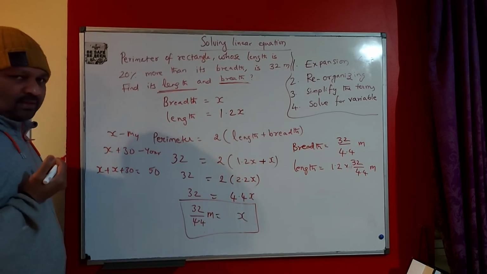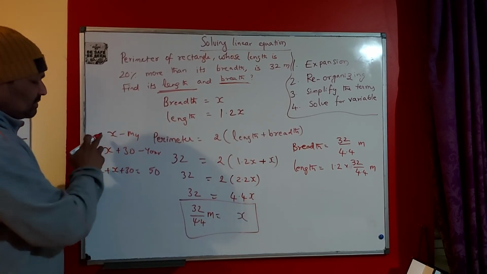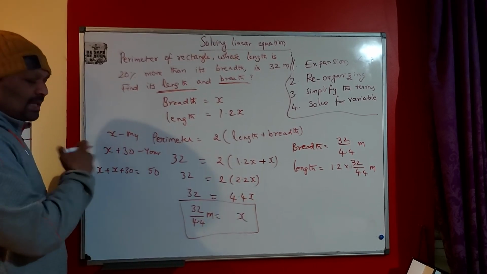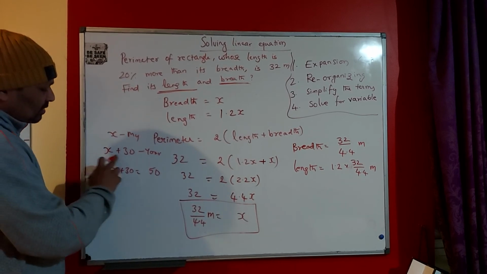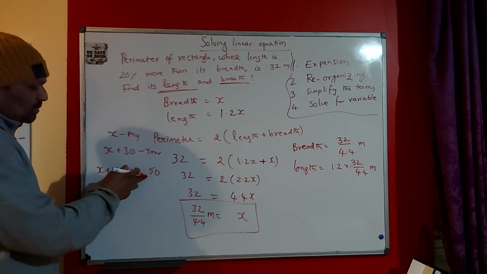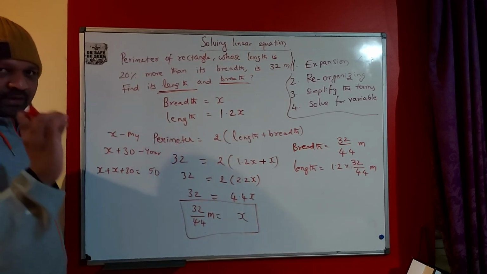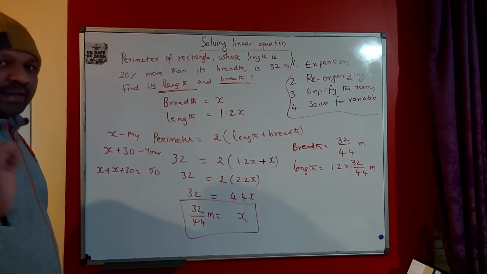That is the statement that is given. Okay, this is my money and you have 30 more euros than what I have. Then your money will become x plus 30. The total money is 50 euro. That is the statement. That is the data given.